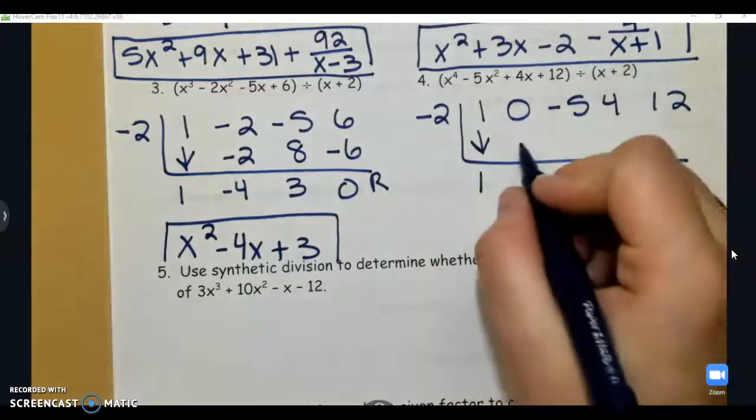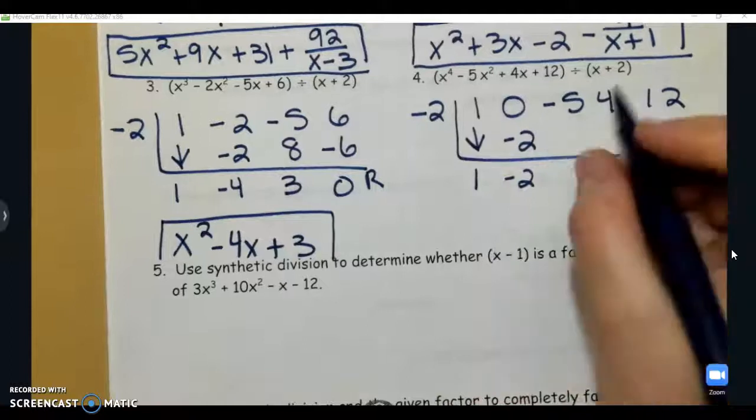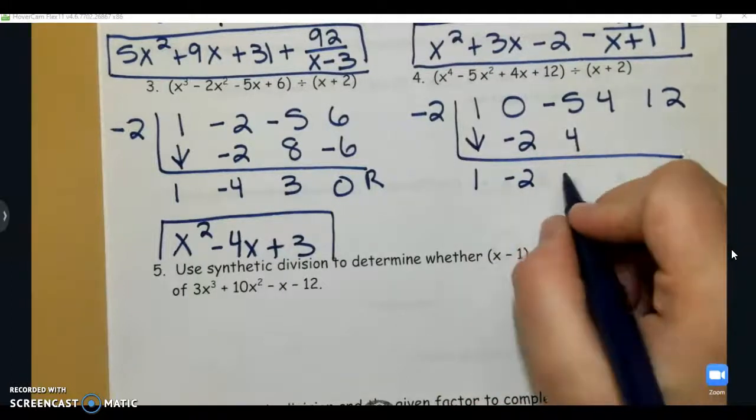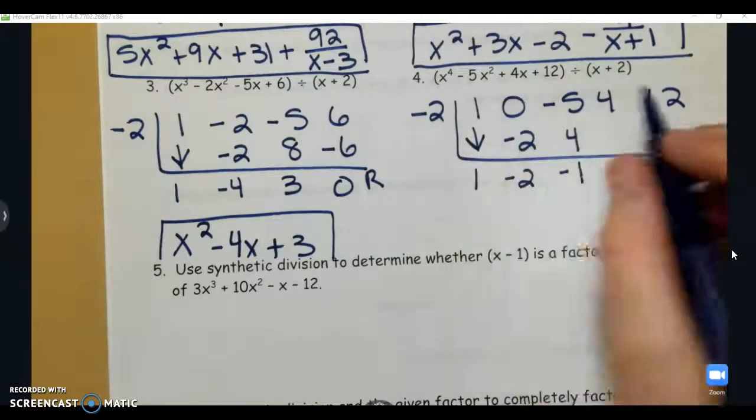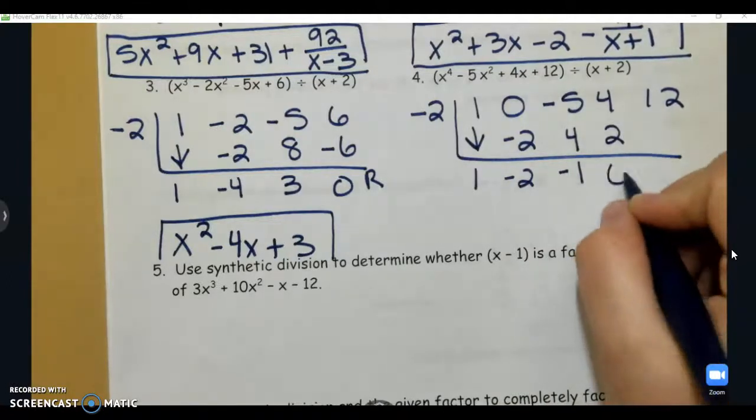All right, 1 times negative 2 is negative 2. Add that to 0, still stays negative 2. Multiply by negative 2 again, I get positive 4. Add that to negative 5, I have negative 1. Multiply by negative 2, I get positive 2. Add that to 4, gets me 6.